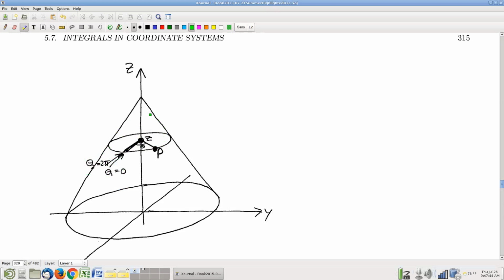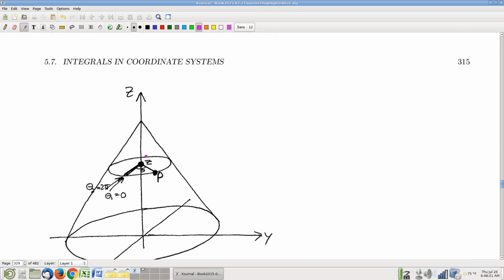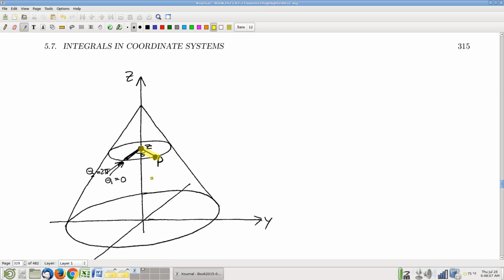Okay, so theta is 0 to 2 pi. Yeah, theta 0 to 2 pi. Okay, next, what's the range of values of r? So we're going to look at a theta slice of our z slice up here. There's a theta slice of our z slice right there. On that slice, what's the range of values of r?